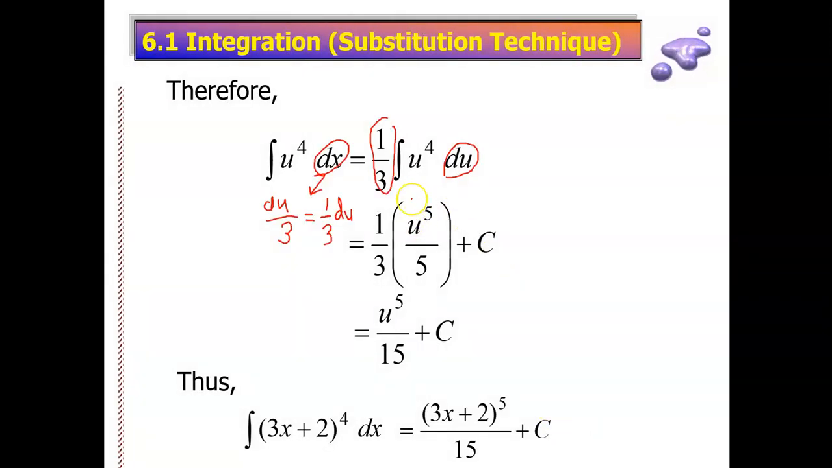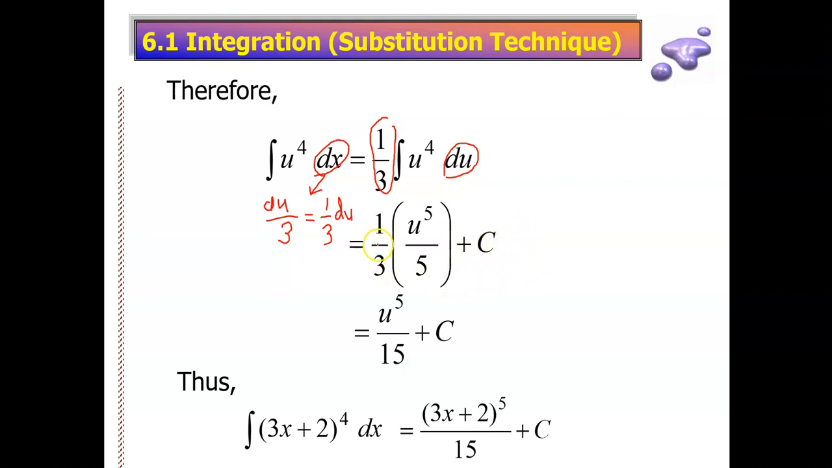Okay, so now you can integrate. You have 1 over 3. 1 over 3 is a constant, that's why we put it outside. Then you're going to integrate u to the power of 4 du. So you integrate u to the power of 4, you get u to the power of 5 divided by 5. Remember, this is the basic rule of integration. We learned it last week. And then don't forget to put a plus c, the constant.